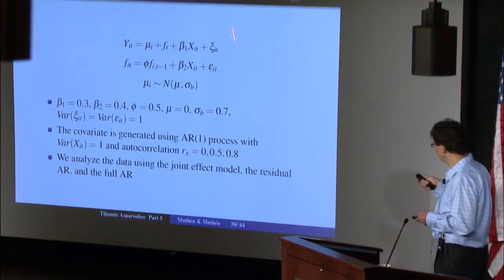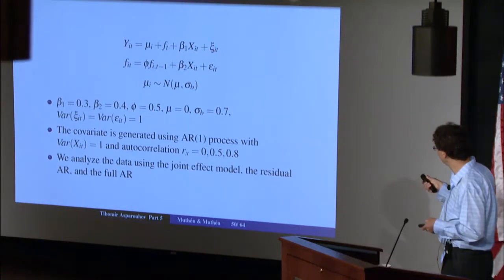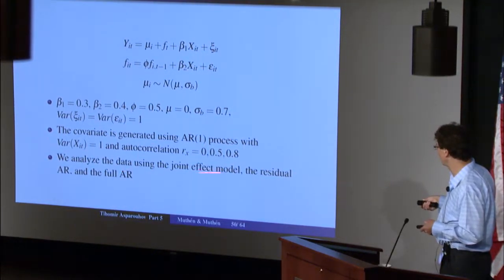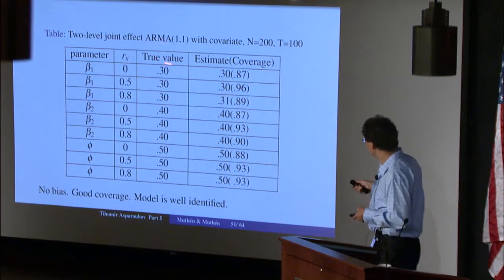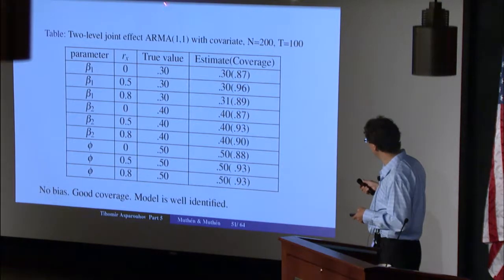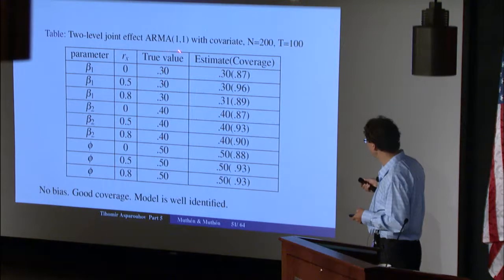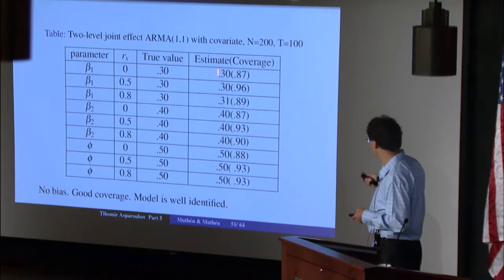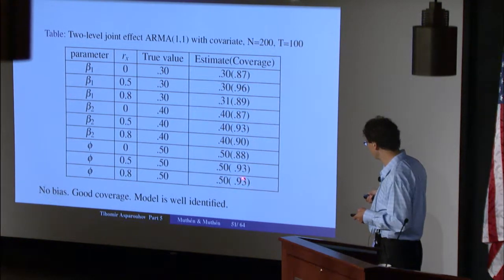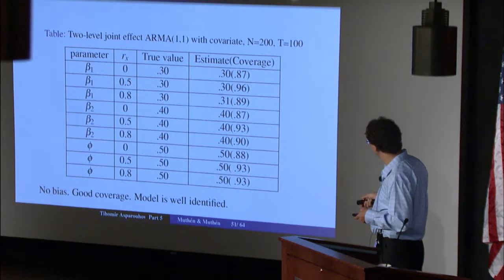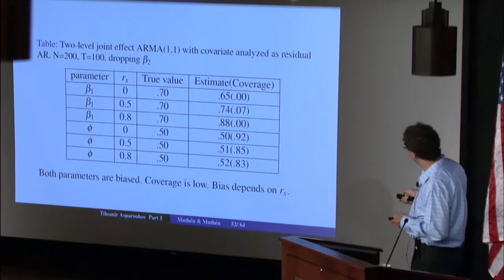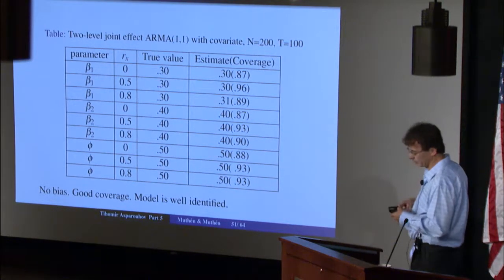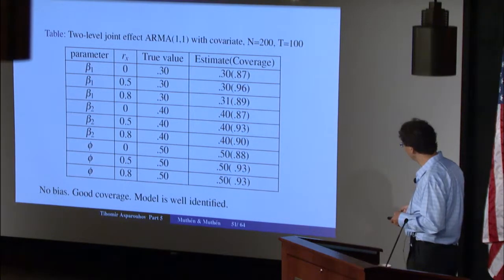Anyway, we generate data according to the joint model, and then we analyze this with the residual AR and the full AR. Here are the results of analyzing the data with the joint model, and you can see that in all the cases, the parameter estimates are estimated very well, and the coverage is quite good. So the conclusion here is that this model is well identified.